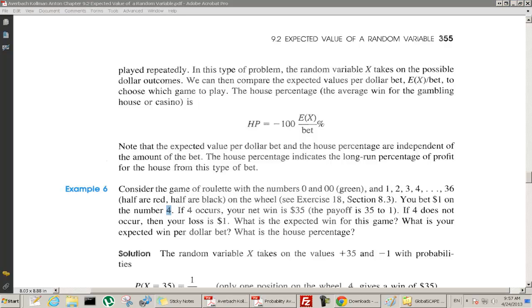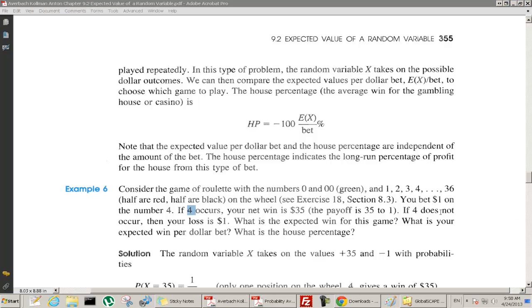remember there's 36 chances. If you exclude the 0 and the 0, 0, there are 36 different numbers that you could bet on. So if you win, they will give you $35 plus the $1 that you bet. In other words, you'll get $36 back, but one of those dollars was the dollar that you bet. So your net win is $35. If you bet on a single number like 4, you'll get $35 if you win, but if the ball doesn't land on a 4, then you'll lose your $1.